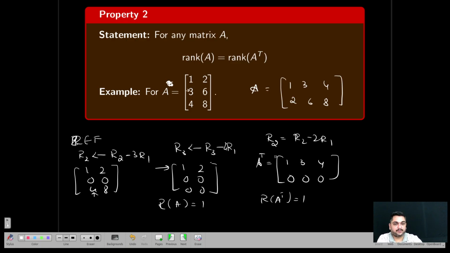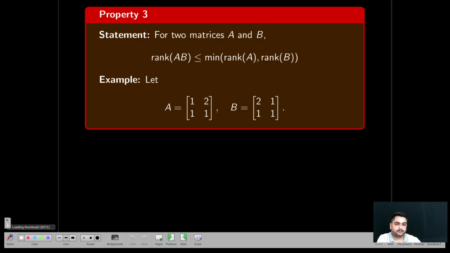So it verifies the property. Next, for two matrices A and B, rank of AB is less than or equal to the minimum of rank of A, comma, rank of B. So first let us find AB.